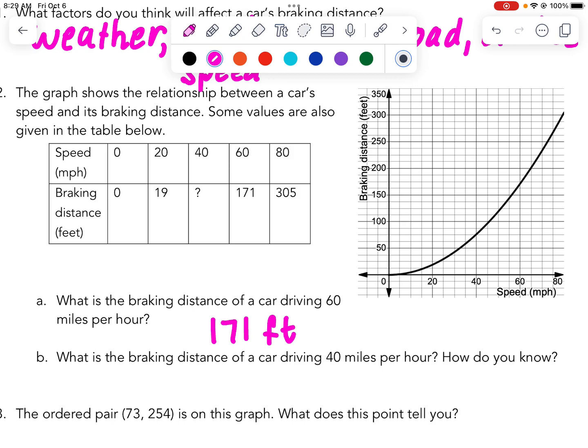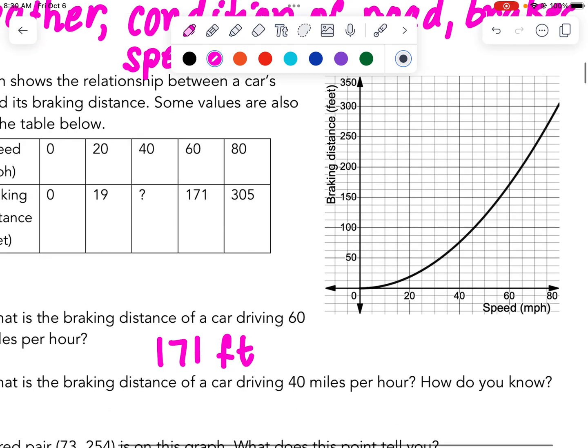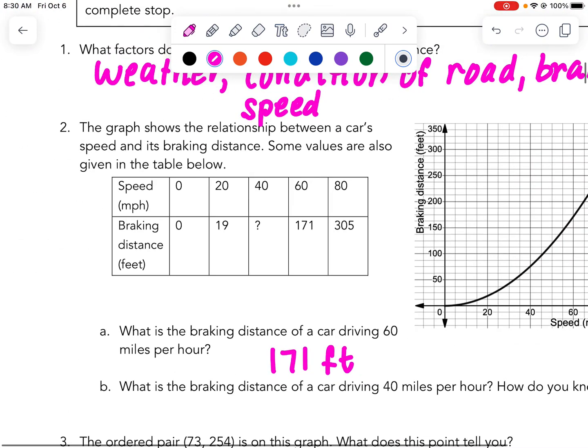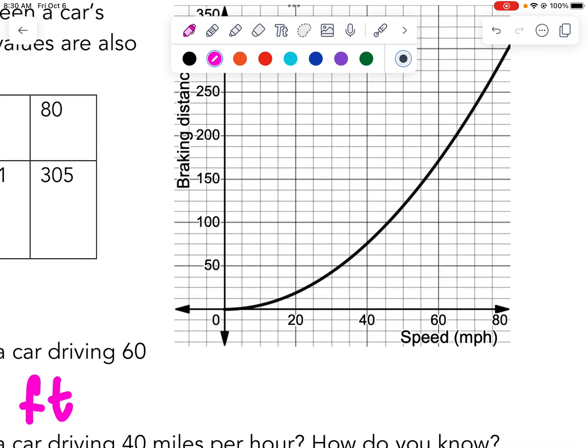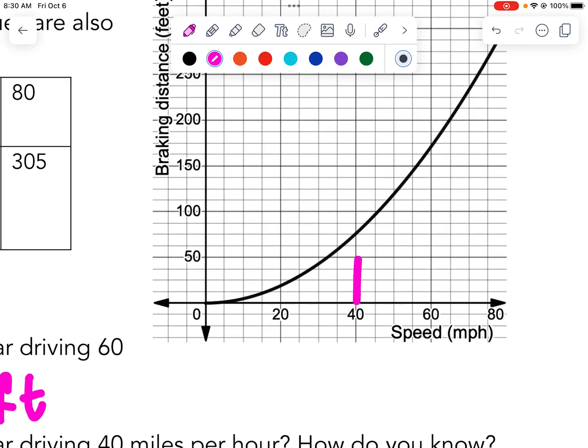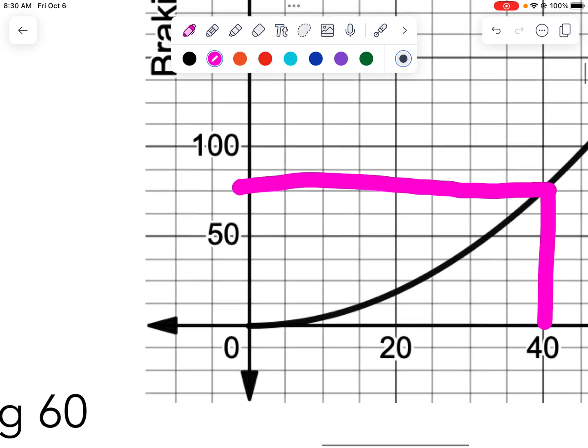B, what is the braking distance of a car traveling 40 miles per hour? And how do you know? Well, it's not in the table, so we can take a look at the graph. We can start when the speed is 40, go up and over. We got to see, what is this going up by? So if you notice, 1, 2, 3, 4, there's a gap of 4 to get to 50. So we take 50 divided by 4, we can see what it's going up by every time.